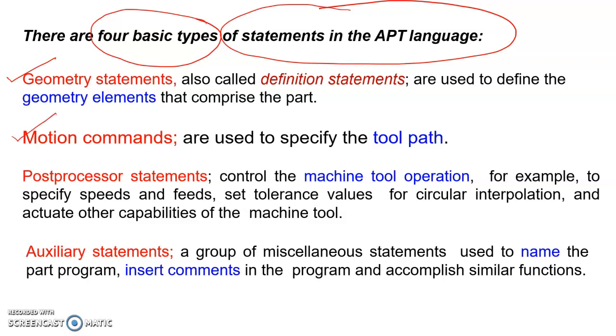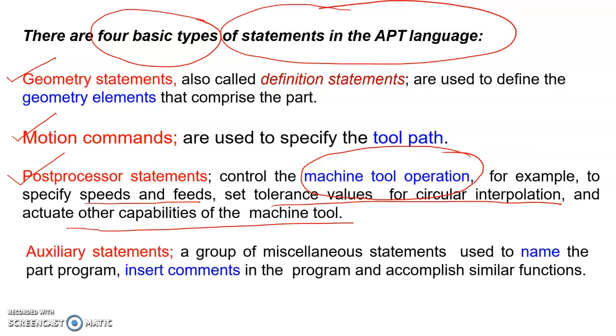The motion command specifies the tool path. Based on the motion commands, the tool moves from one point to another, or otherwise moves continuously along a direction. The third type is the post-processor statements. Under these, the machine tool operation is controlled, that is the speeds, feeds, etc. Setting tolerance values for circular interpolation and actuating other capabilities of the machine tool are also done by these post-processor statements.